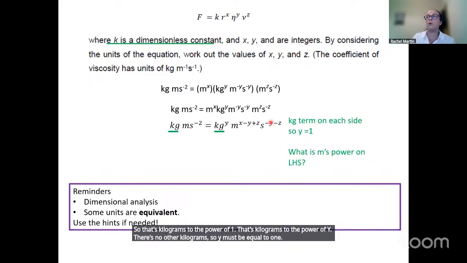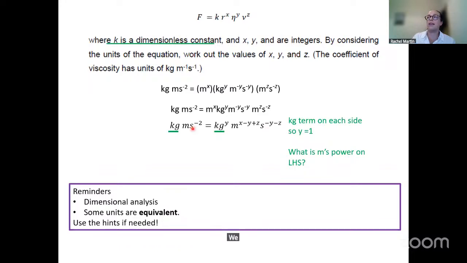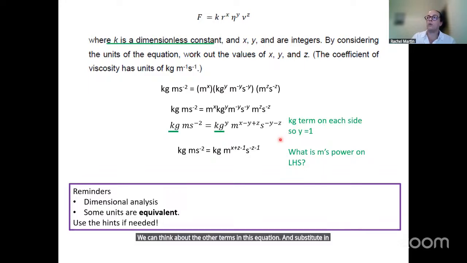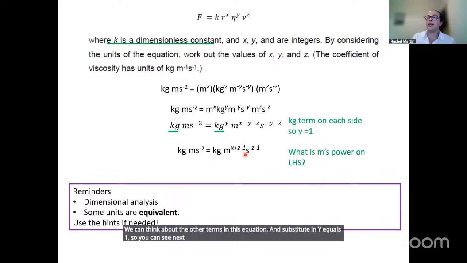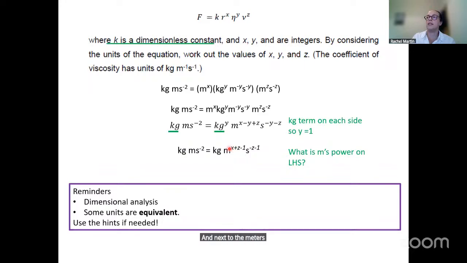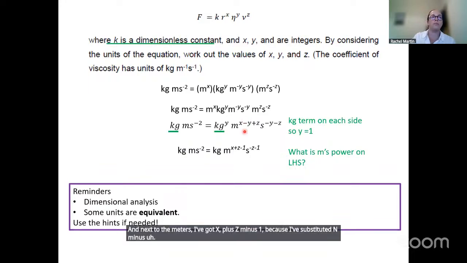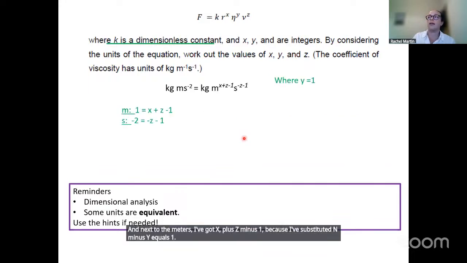Once we know what y is, we can think about the other terms in this equation and substitute in y equals 1. So you can see next to the seconds, instead I've got -z minus 1 instead of -y. And next to the meters, I've got x plus z minus 1 because I've substituted in y equals 1. And I think we got there pretty quick.